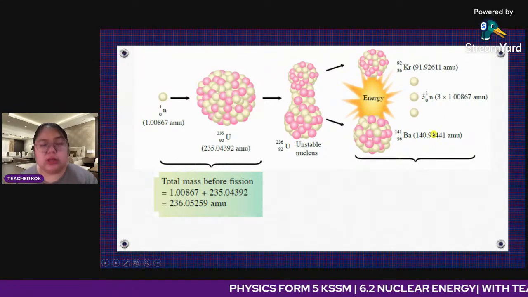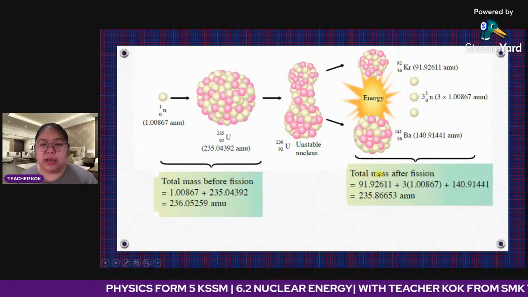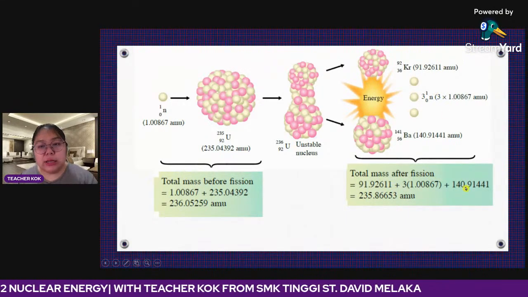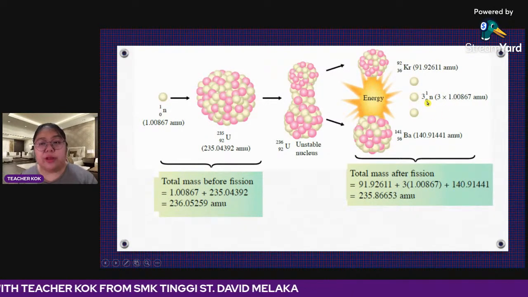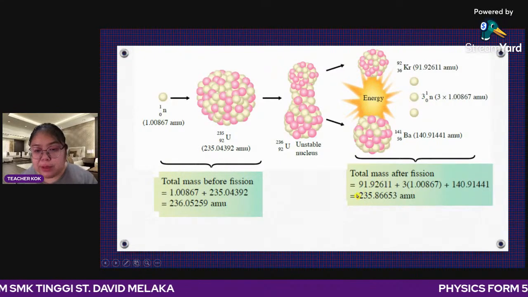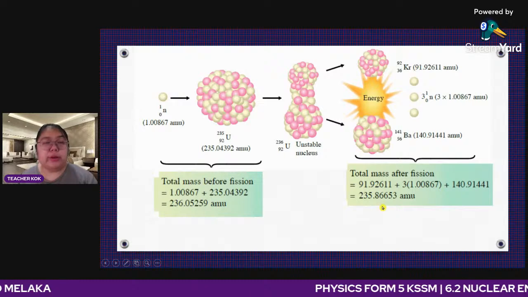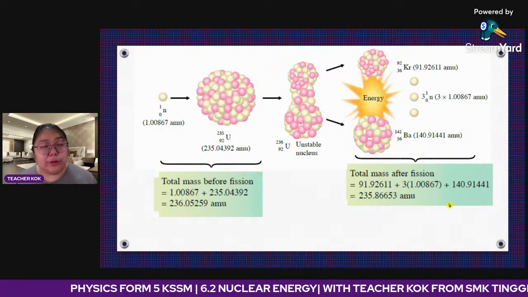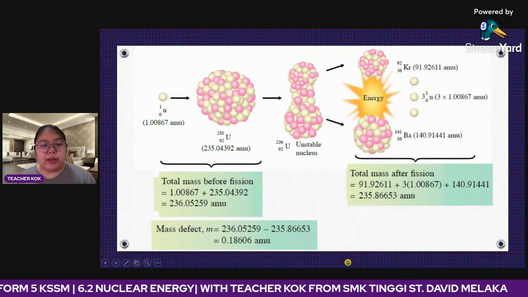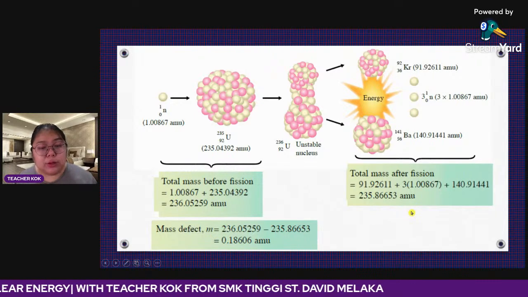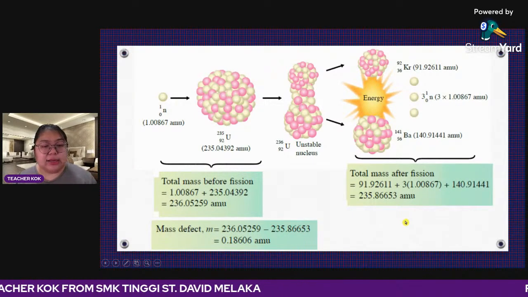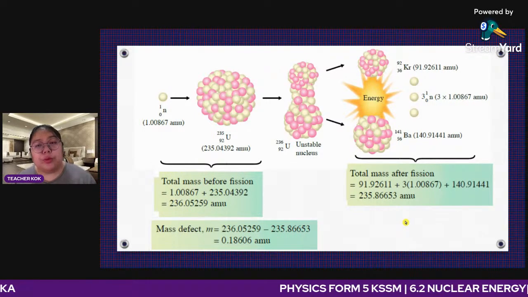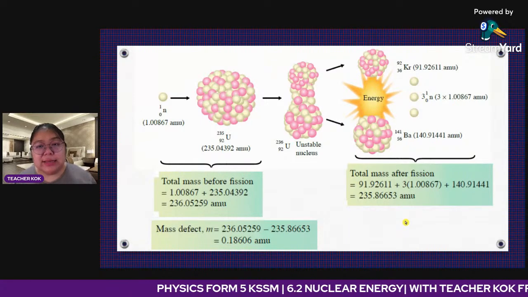Let's see after the nuclear fission, the total mass after the fission. We take the krypton plus the barium and also 3 neutrons. I get 235.86653 AMU. Now I need to subtract because I want to find the mass defect. I take the full numbers and subtract, and the final answer is 0.18606 AMU.